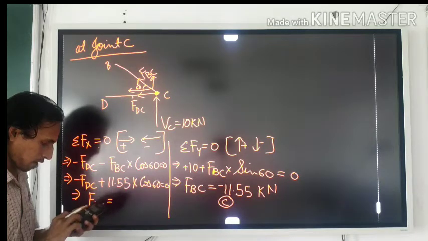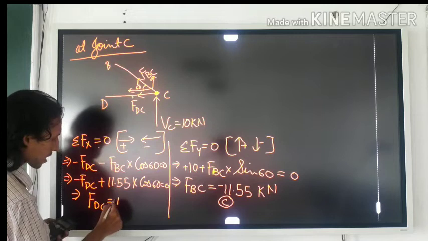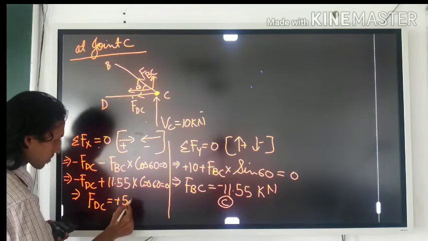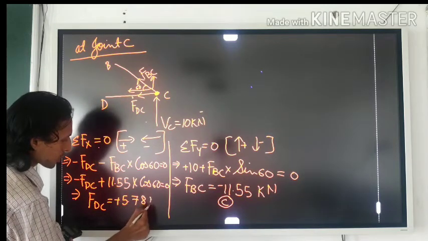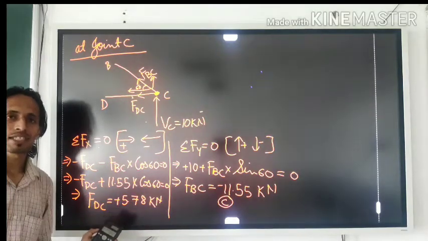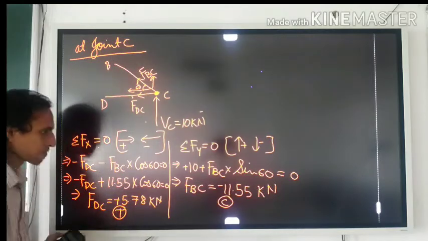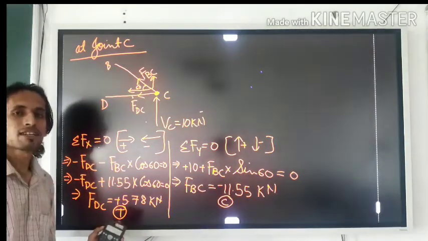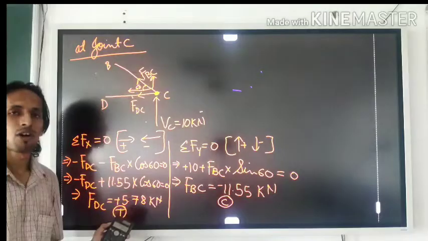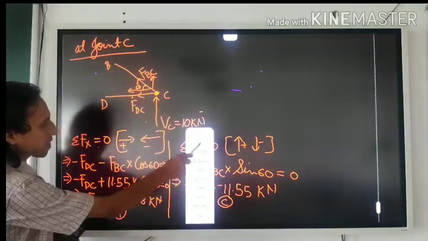Solve for FDC and the value comes out to be 11.55 multiplied by cos 60. The value comes out to be 5.78 kilonewton. Since this gives a positive sign, this means it is in tension. So we have again calculated two members. Okay, so again go back.